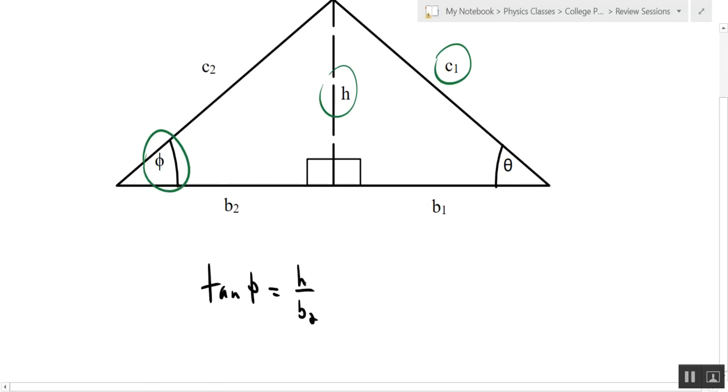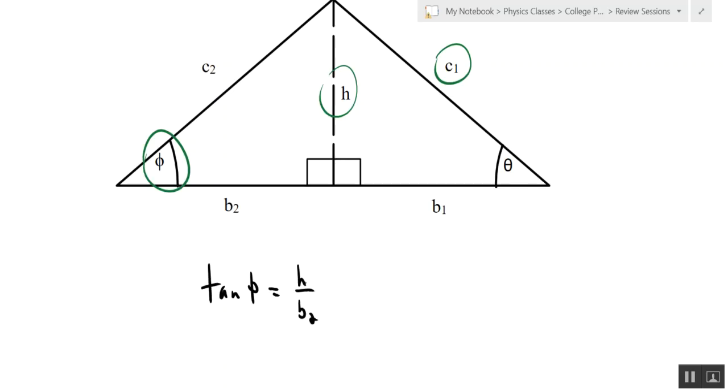Okay, so you know H, you know phi. So you just find tangent of phi equals H over B2, by solving that equation. You do a couple steps of algebra and you can find B2.